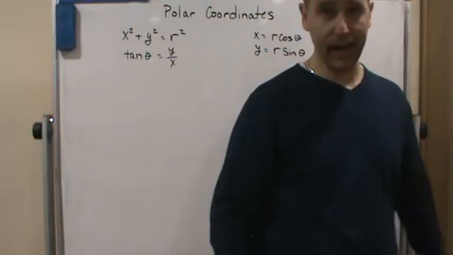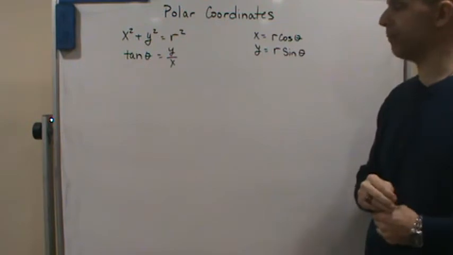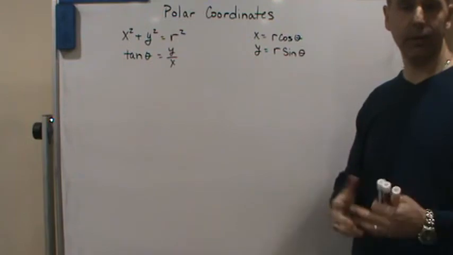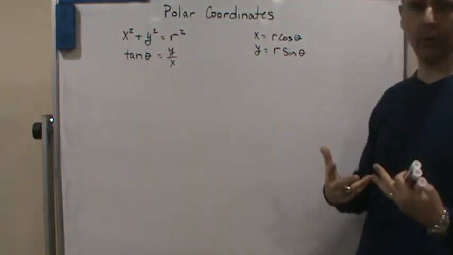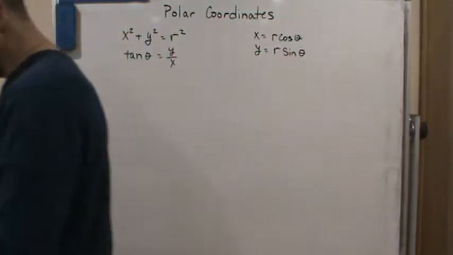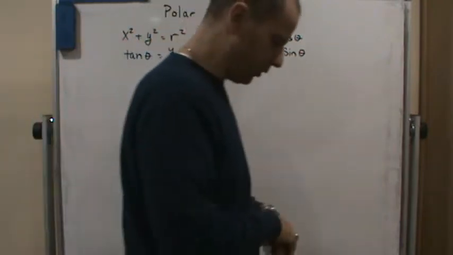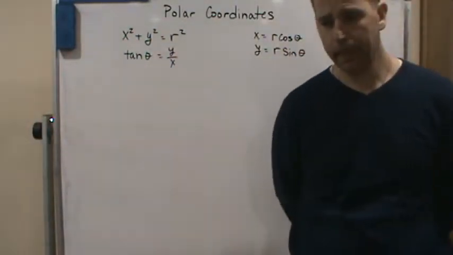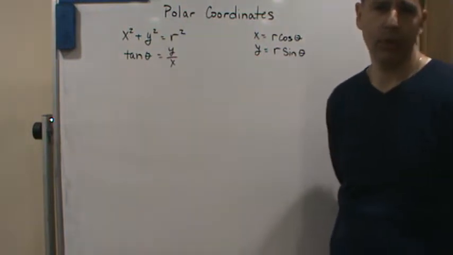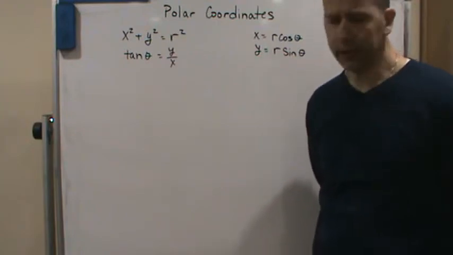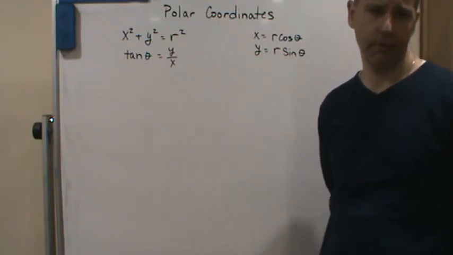Okay, so welcome back. And now what we're going to do is talk about transforming rectangular equations into a polar equation. So we're going to take these, what we call Cartesian equations in x and y. These are the equations that we're used to seeing, equations in x and y dealing with the Cartesian plane. And we're going to convert those to polar equations, okay?